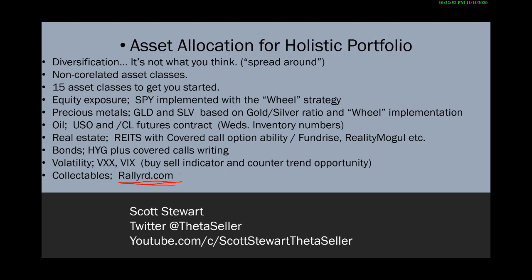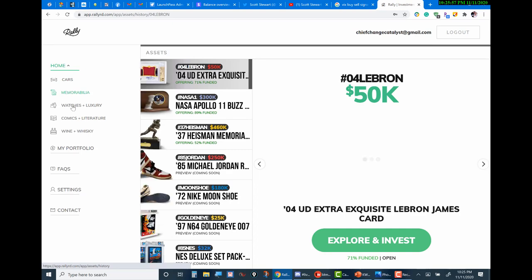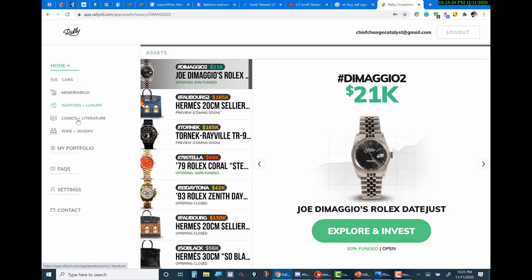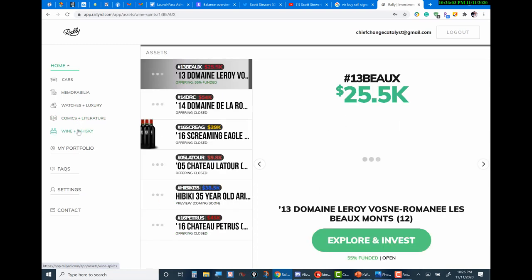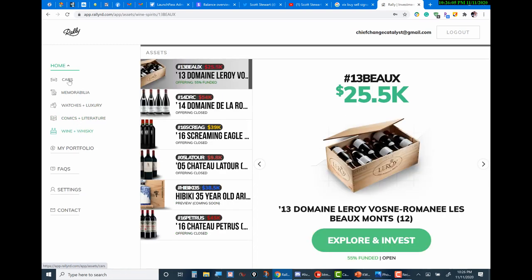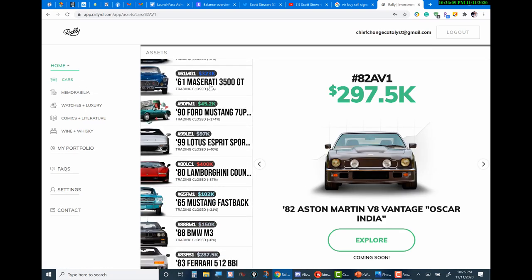Let me show you some of the things that they have. Just pop right here inside my account. I can show you what these guys have available. They have cars, they have memorabilia, they have watches, they have literature and comics, and they have fine wine and whiskey. Let me tell you some of the things that I have invested in here inside of Rally Road.